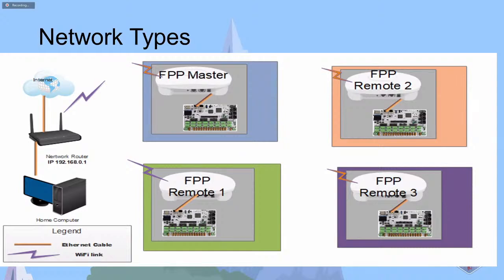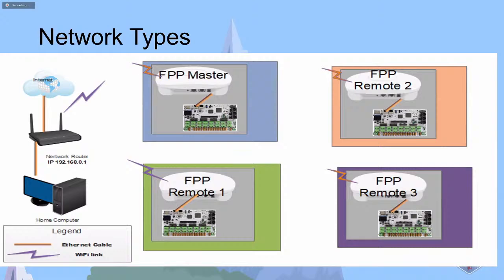A common misconception and mistake that people make is they think that if there's more than one FPP device in your show, then you're running a master remote configuration. That's not necessarily correct. Master remote is a mode, and it's a method of communication. It has nothing to do with the number of FPP devices in your show. If you have your main FPP device and all of your other FPP devices connected to a switch and sending the sequence data from your main FPP player to your other devices, then you're not running a master remote mode, you're running in standalone mode.